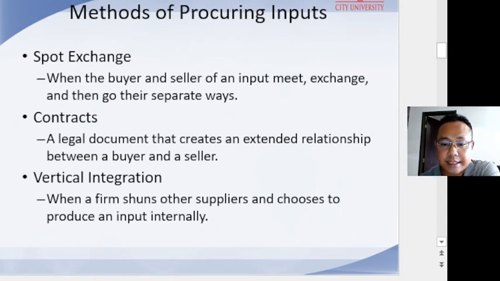Okay, so this is the second method for a manager to procure the inputs. Okay, it's a legal document normally between buyer and seller.